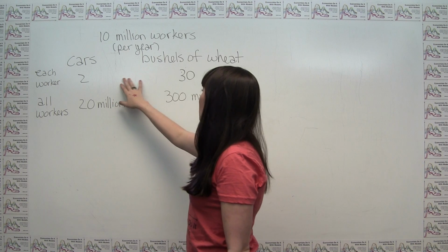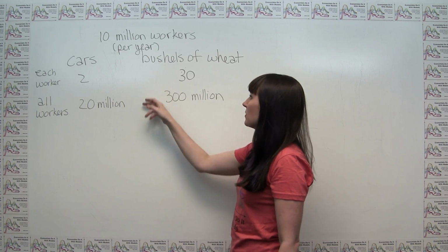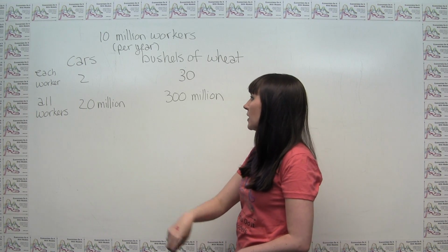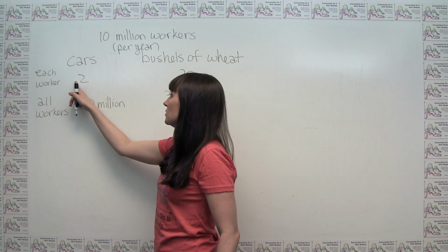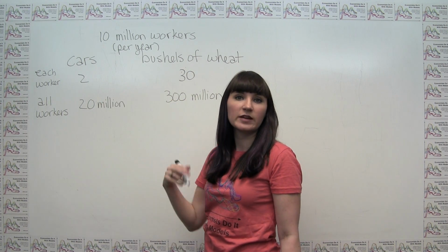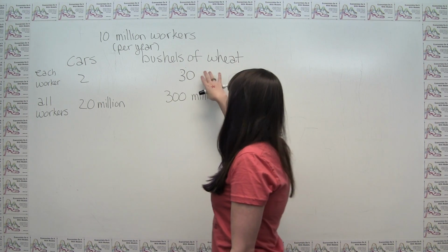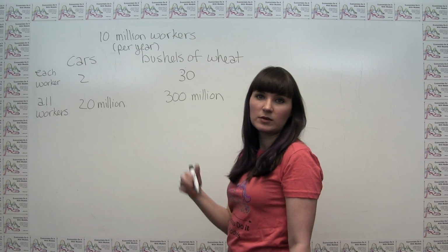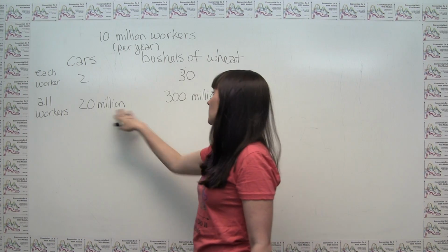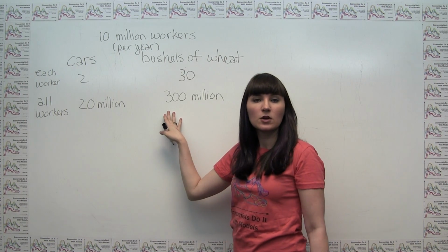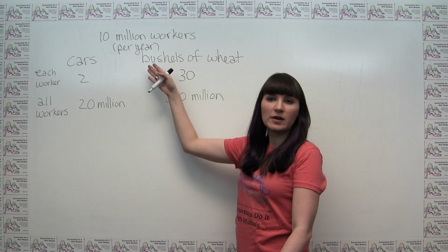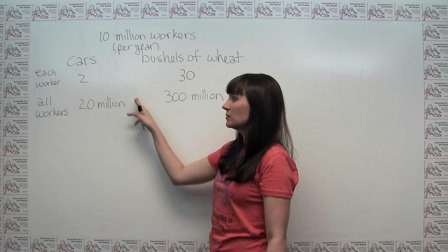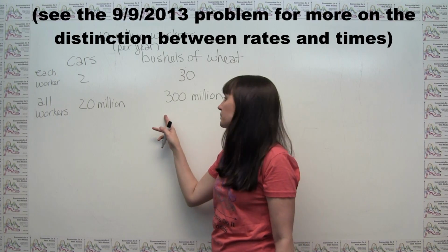Now, if we look carefully here, we'll notice that what we've written down are rates of production, right? If I wanted to, I could say that this 2 was in units of cars per year, which is the rate at which a worker can make cars. And this number 30 is a rate of bushels of wheat per year, which is the rate at which one worker can make bushels of wheat, and similar for the country overall. So we're already looking at rates rather than times, which is an important distinction to make because it's usually more helpful to think in terms of the rates of production.